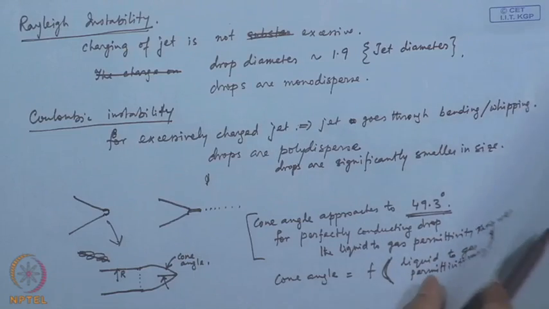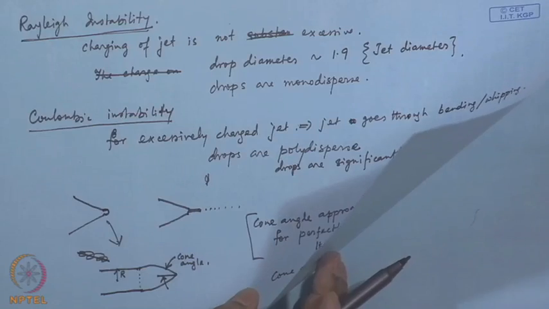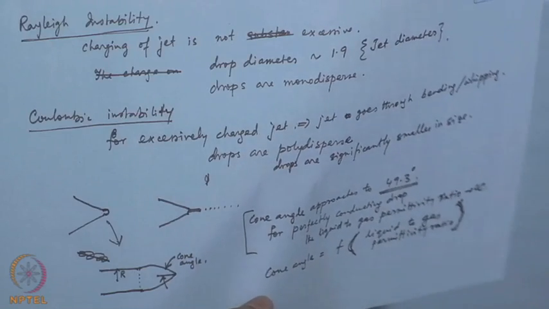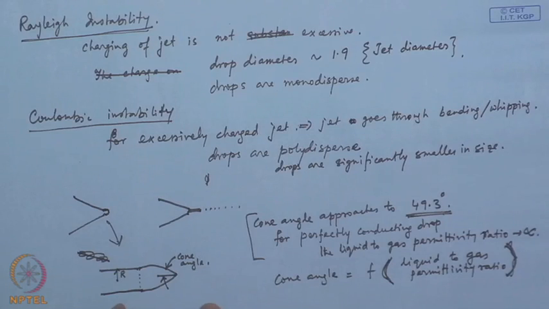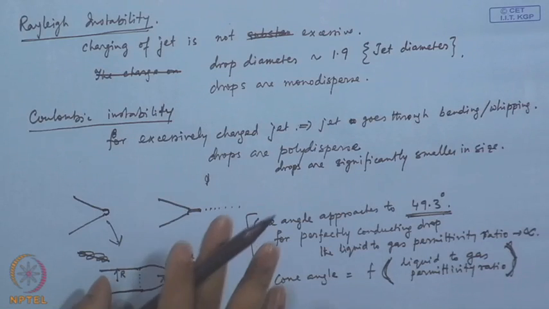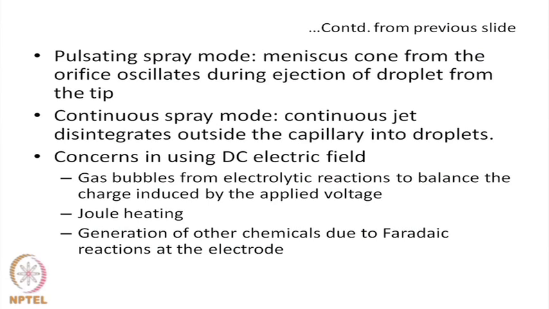So, these are the two modes that we talked about, and this is all we have as far as the use of DC electric field is concerned in forming the droplets. Now, there are certain concerns in using DC electric field, because next we would be talking about AC electrospray.